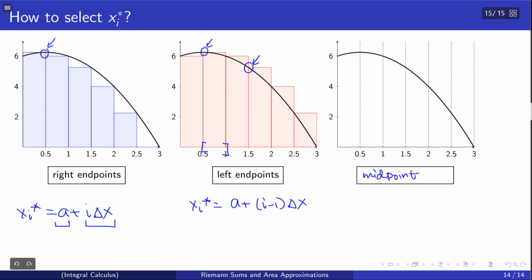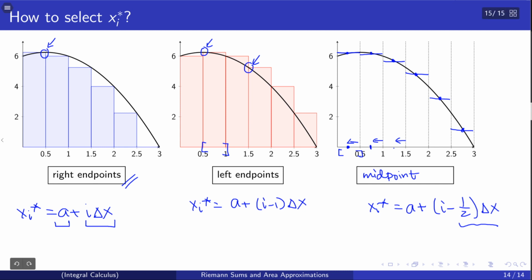I'd like to point out the midpoint technique, or the midpoint rule, which is in each subinterval, you pick the height that corresponds to the point in the middle, right? So the midpoint of each subinterval. And this is what it looks like. So from 1 to 1.5, it's 1.25. Then you evaluate the function there. 1.25, and then 1.75 here. 2 to 2.5 is 2.25, and finally 2.75. And your xi star here is going to be a plus i minus a half times delta x. Right? It's essentially the right endpoint rule, but you're adjusting by subtracting half of a subinterval to get you to the midpoint.